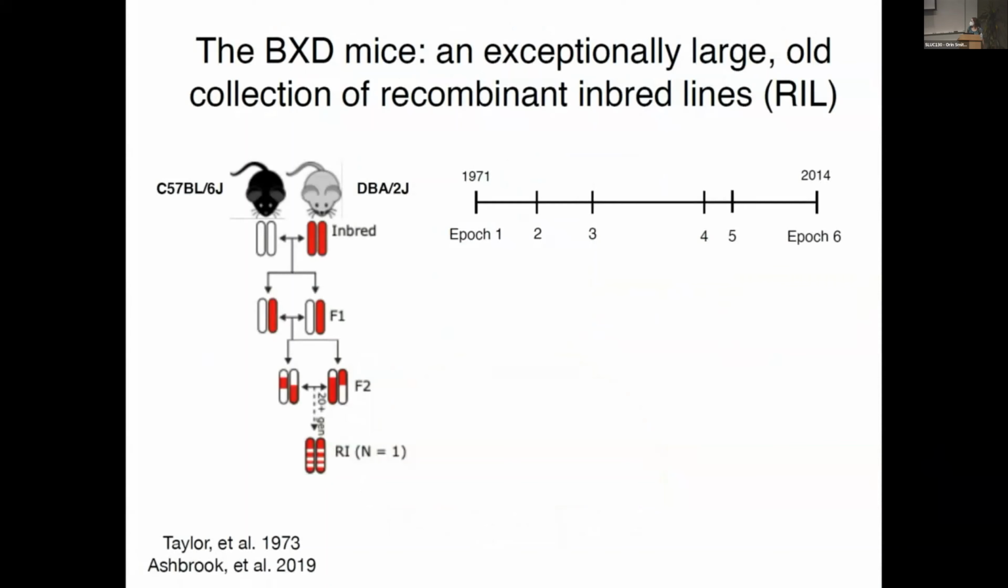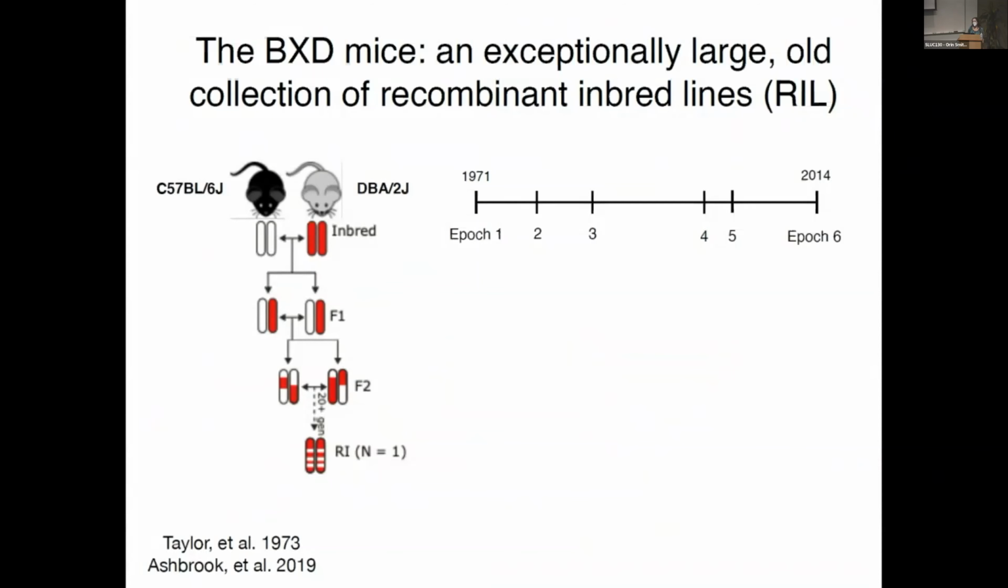So back in the early 70s, Ben Taylor generated this collection called the BXD recombinant inbred mice, where one parent was the standard Black 6, C57BL6J mouse strain. The other was DBA2J, which is about as divergent from Black6 as European and African human populations. And they generated a bunch of F2 recombinant offspring and then inbred these lines by brother-sister mating ever since.